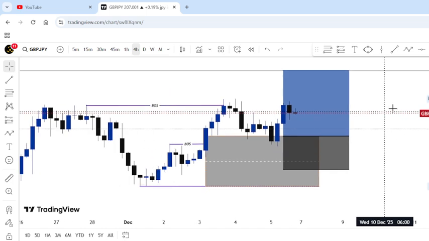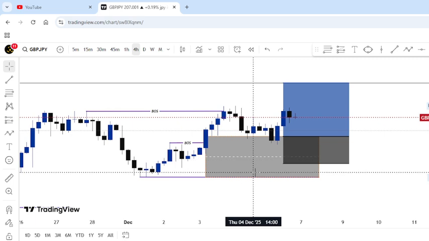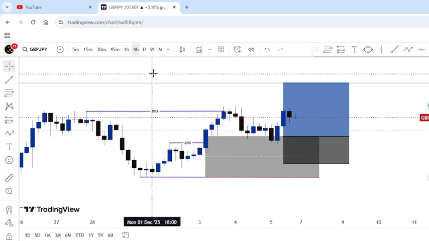So where are we to buy? That's the point of interest. Where is the point of interest? Where are we interested in buying this particular market? That's where a lot of people get confused. So I'm going to break it down for you here, how you can know where exactly you need to buy the market. So I'm not going to buy at this particular zone, but let's leave it out here.